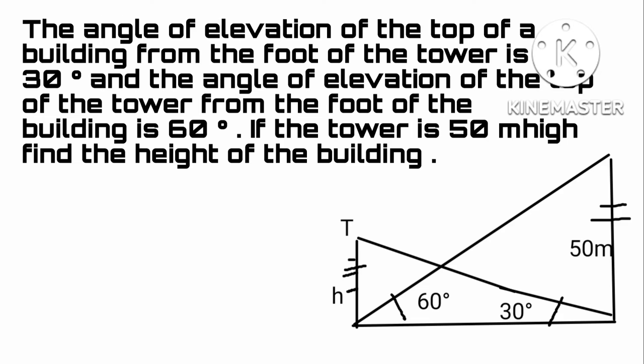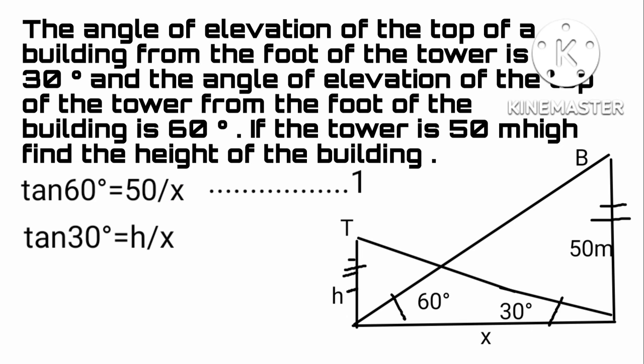You may please read the fourth question here. Let T be the tower and B the building. Let the base be X. Height of building is H. Tan 60 degrees equals 50 upon X and tan 30 degrees equals H upon X.